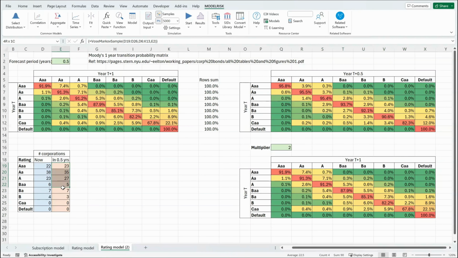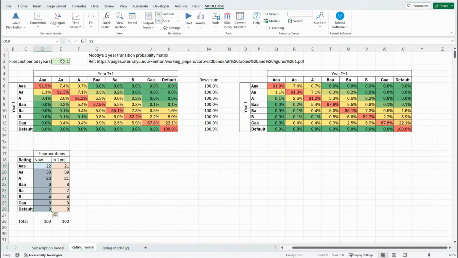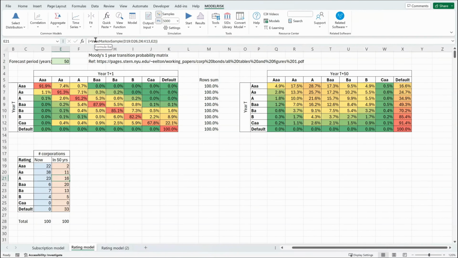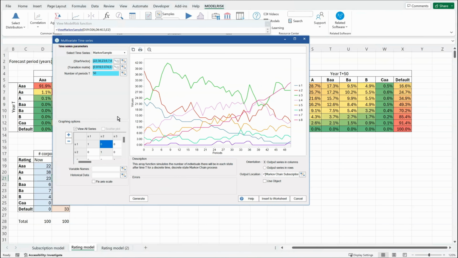In here, I'm modeling how many assets I will have in each class over a half year period. Let's go back to the original model. Set it to 50, say. And if I click on this cell, one of the cells from the Vose Markov sample, then under the ModelRisk ribbon, I take the View function. You can see how this is evolving.